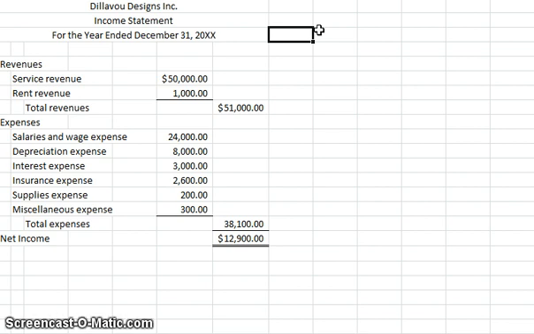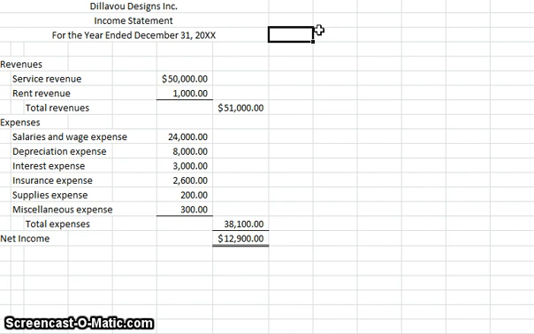Now, we've already talked about what revenues and expenses are. If you skip that or missed that one, you might want to go back and look at the accounting equation video. We talk about those there. So this is a service business, so they have some service revenue, which is the main component, the reason why they exist. And then they also have some rent revenue. Maybe they had a little building they weren't using, and so they're renting that out. So we put all of our revenues at the beginning. We add those up, get a total. So my total revenues here are $51,000.